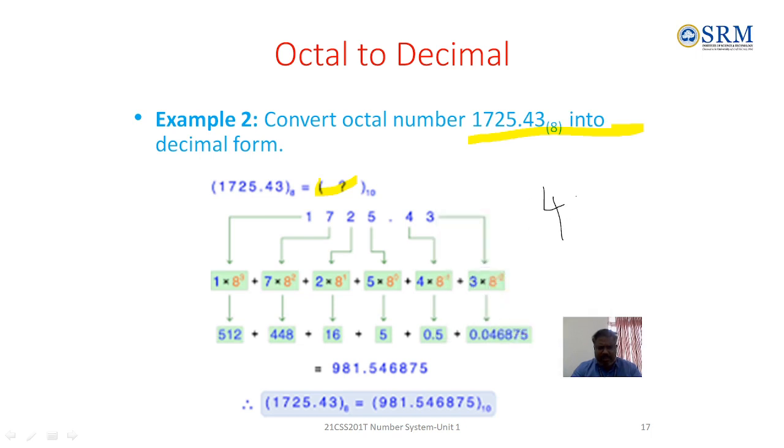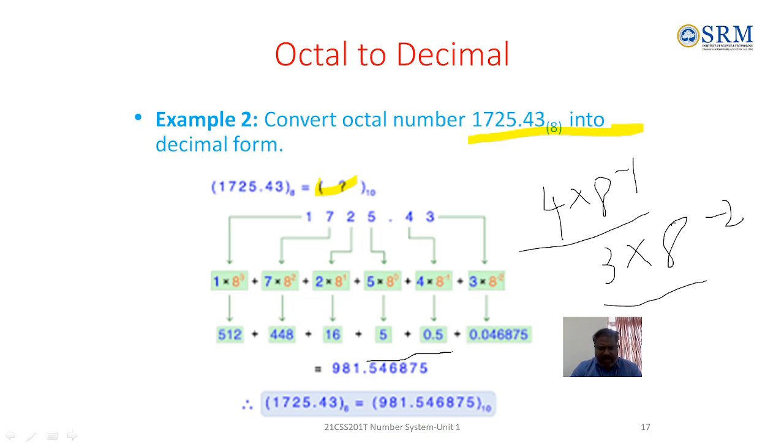We can give 4 into 8 power minus 1, and then 3 into 8 power minus 2. Okay, if you multiply these, we get the answer 0.5 and then 0.046875, and finally we get the sum value of 981.546875. We combine all the values, 981 and 0.546875, with base value 10. So this is the conversion of octal to decimal.